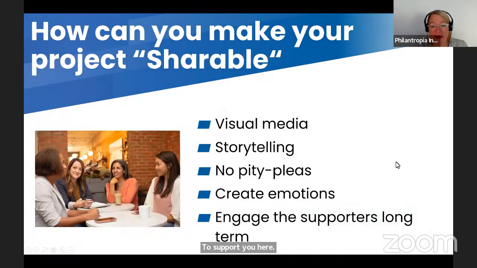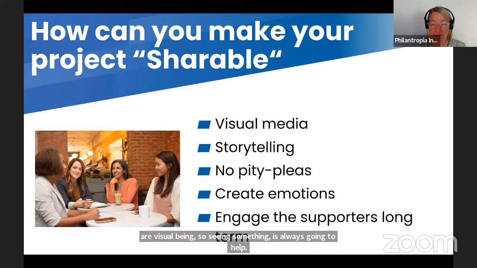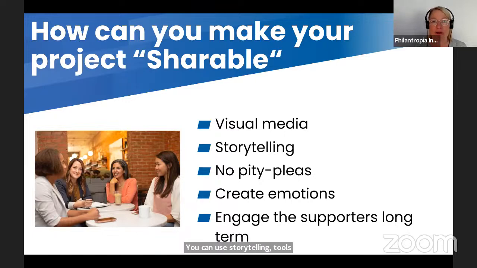So how can you make your projects shareable, or make people want to share about it? Again, visual media is the easiest way because people are visual beings. So seeing something is always going to help. You can use storytelling tools, so learning how to tell interesting stories that again will spike emotions, will make people feel something, will make people relate. That is going to be really, really helpful.